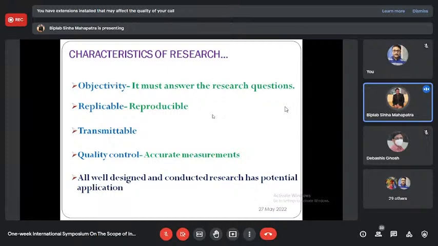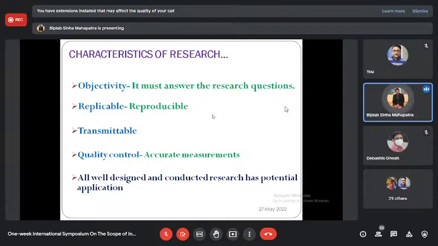Transmissible means it will be transparent to all of them. I mean, it is true for you, not true for another one, not like that. It will be true for all. And all well-designed and conducted research has potential application. I mean, if research has been done, then definitely it has potential application. Don't think all research has potential application. Not like that.